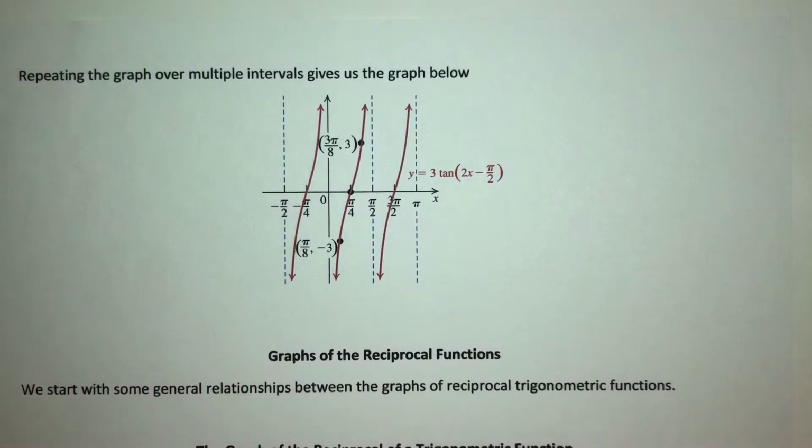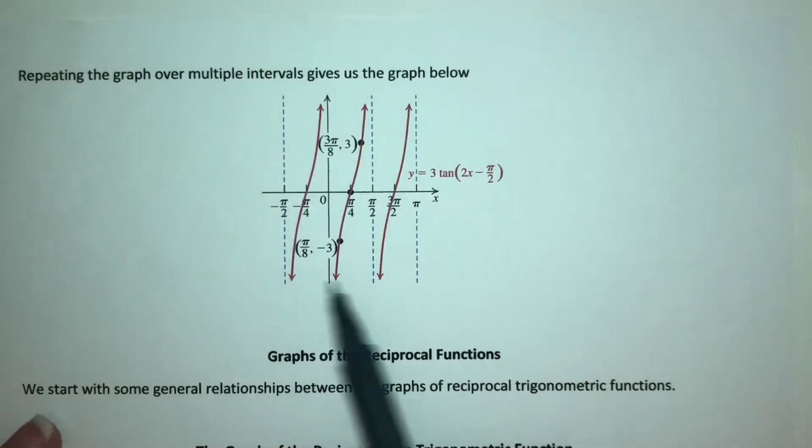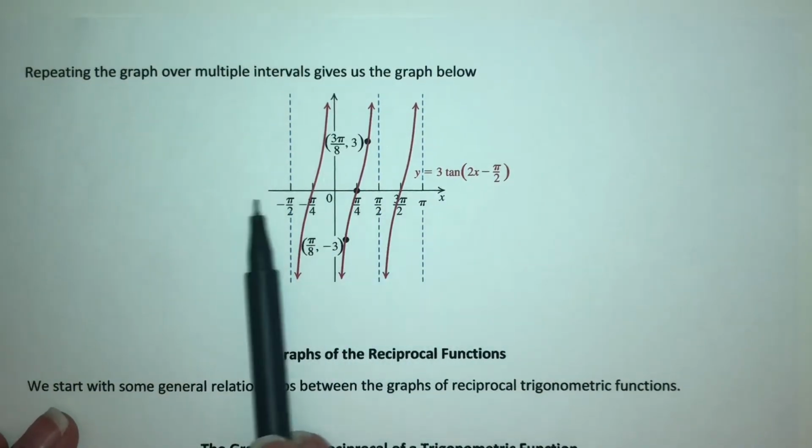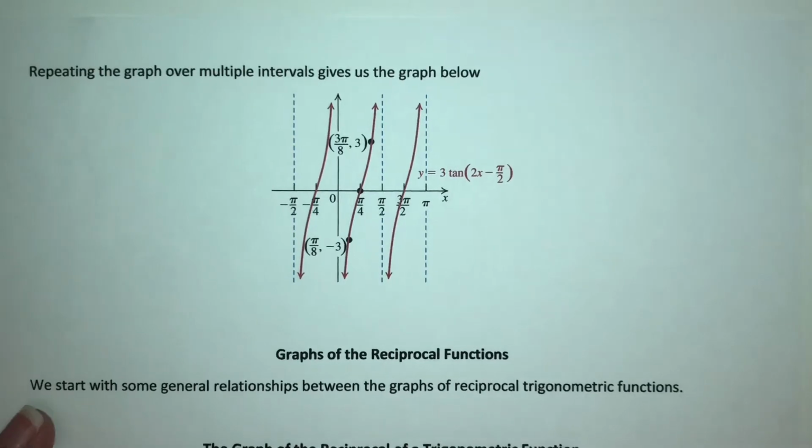This is part 3 of section 4.5. The graph that I finished at the end of the last section, this is just a better version of it repeated over 3 periods. So we have our basic graphs of our 3 major functions, sine, cosine, and tangent.